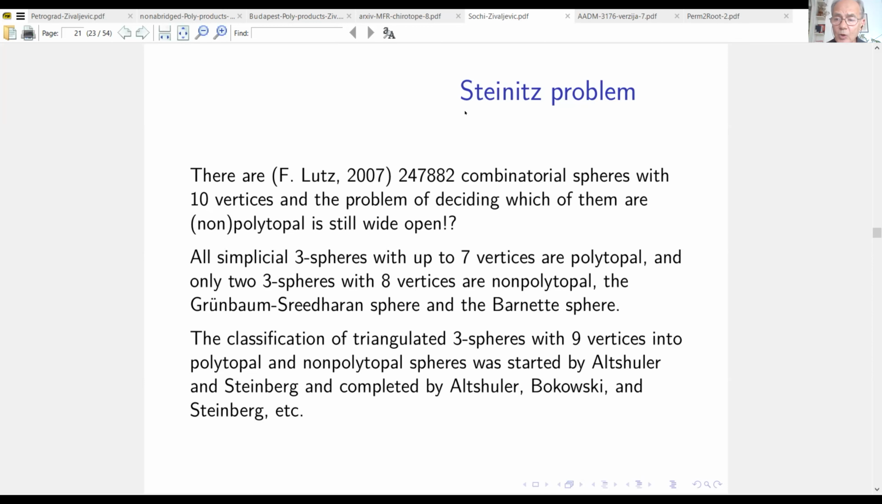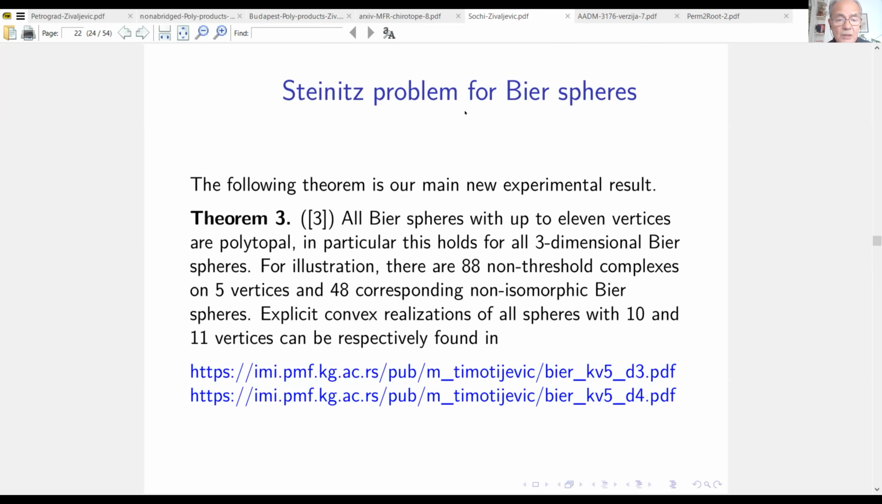So I ask here, what about Bier spheres? They are special simplicial spheres. What about Bier spheres with 10 vertices? What can we say about that? And here's the answer. This is, in a sense, our experimental result. It says that all Bier spheres with up to 11 vertices are polytopal. So there are no non-polytopal Bier spheres with fewer than 12 vertices.